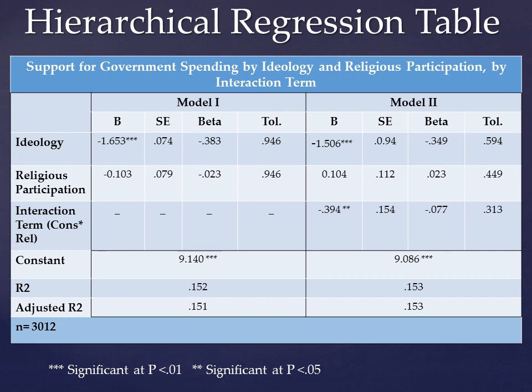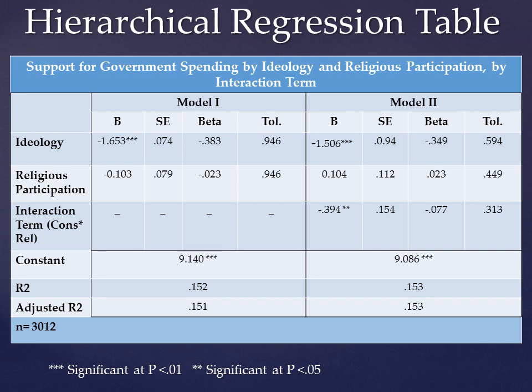The beta value for ideology indicates that a one standard deviation increase in ideology decreases support for government spending by 0.383 standard deviations from the mean, while a standard deviation increase in religious participation decreases support by 0.023 standard deviations from the mean. The second block of the regression analysis shows the additive and interactive effects of ideology and religious participation on support for spending. The ideology variable and interaction term are significant, while the religious participation variable is not.